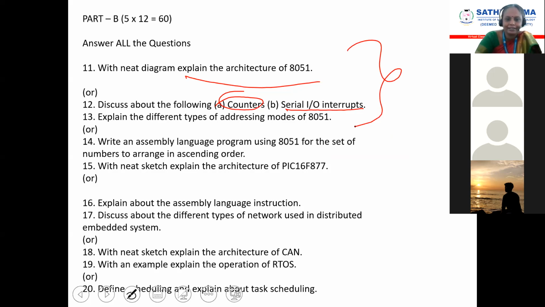Explain the second unit, addressing modes. You all remember, don't forget this question. Addressing modes is a default question in all the question papers. While I was starting the second unit itself, I told you. Then see, what is the second program? Second choice: 8051 program to arrange the numbers in ascending order.